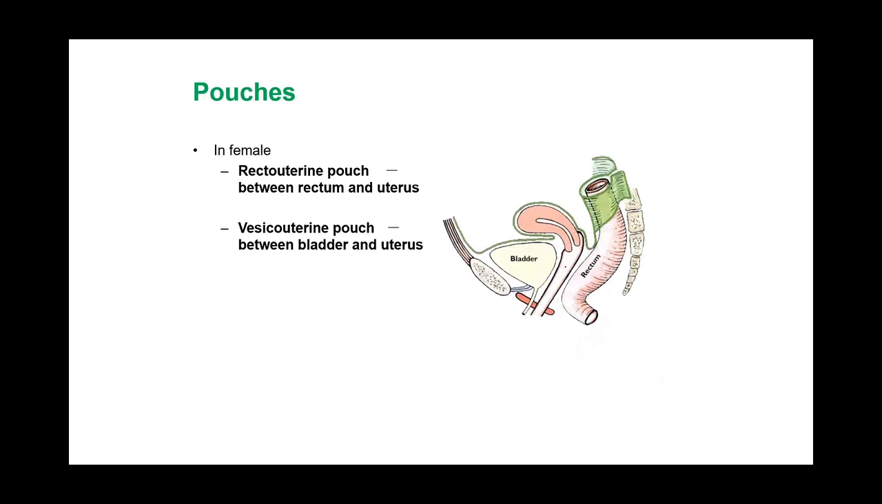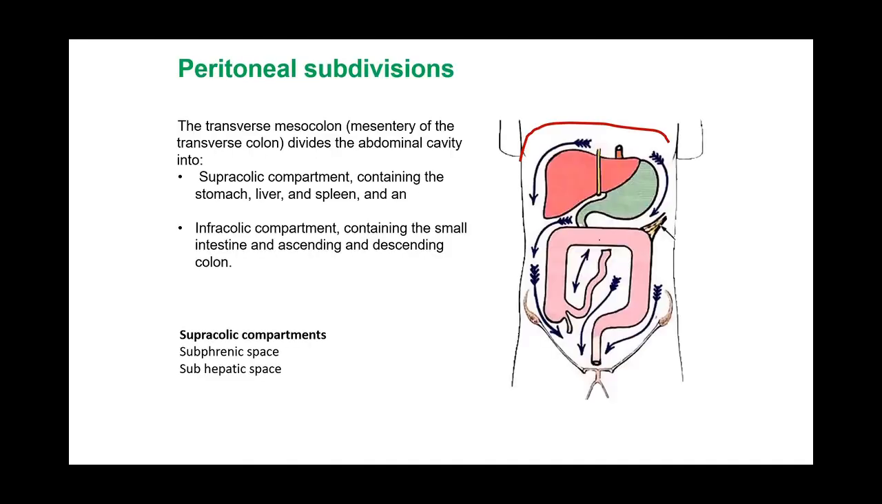In females, there is the rectouterine pouch between the rectum and the uterus, and this is called the pouch of Douglas. Then the vesicouterine pouch between the bladder and the uterus. Now, this anatomy is very important.